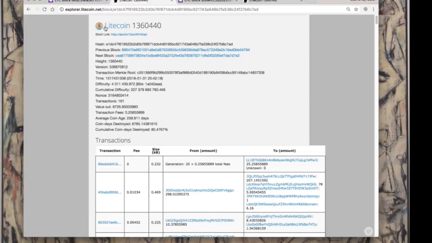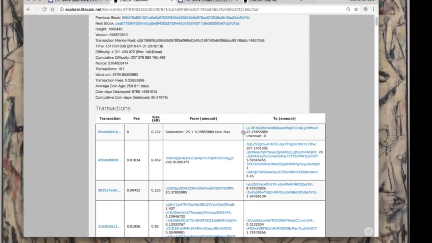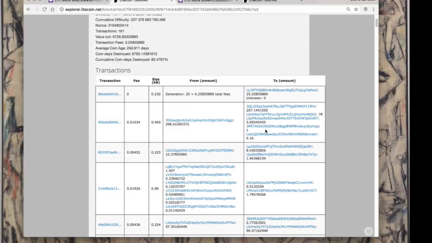So that's how you break down the information that you see on a block explorer. But if we go to here, this also breaks it down for you. This gives you the transaction ID. Fee is 0 because it's the block reward. And then you have 25 Litecoins, and this is the cumulative fees of all the fees in this block together. And so total, that miner receives 25.258 Litecoins total.